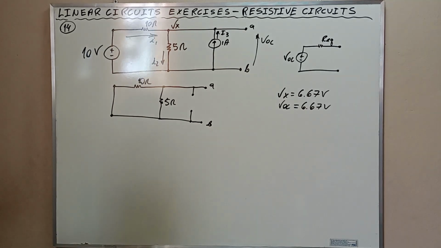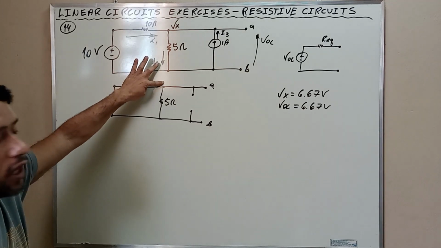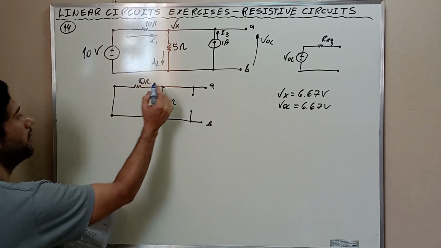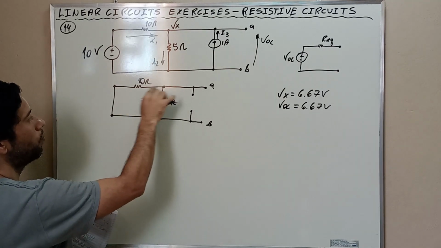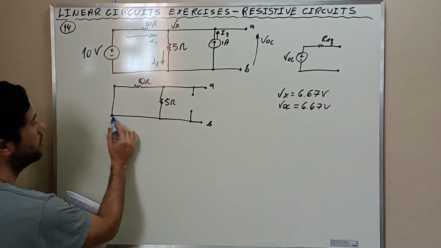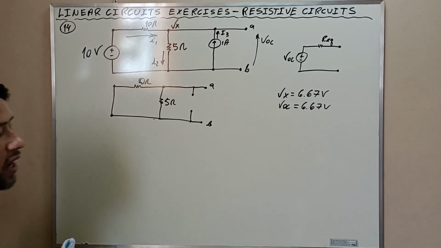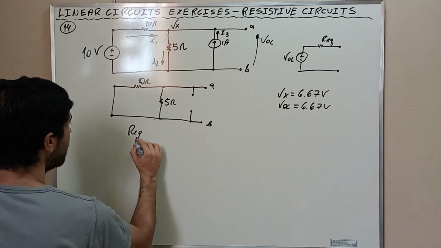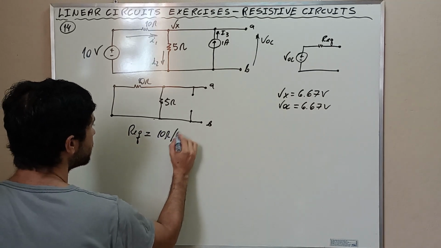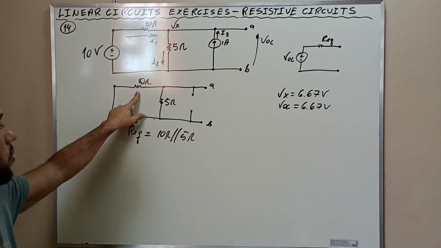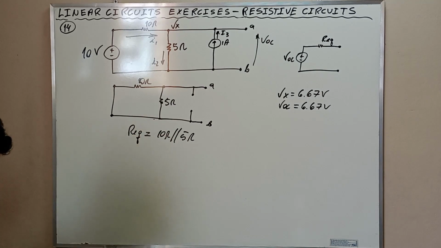How do we know that they are in parallel? Because they share two nodes. This node is common to this and this, and this node here is common to this and this. When they share two nodes, we know that they are connected in parallel. So the equivalent resistance is going to be the parallel connection between these two resistances here, the 10 ohms resistor and the 5 ohms resistor.